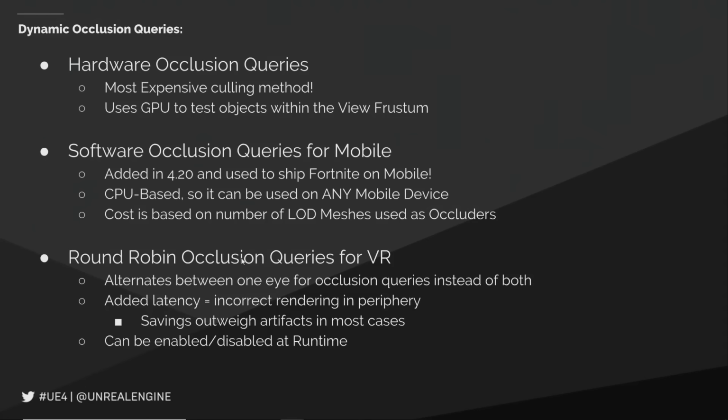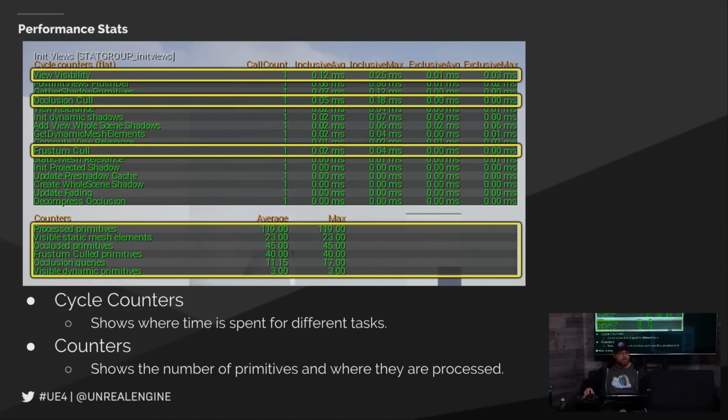But the problem there is you can potentially have artifacts because you're only checking one eye at a time. So out of your periphery, you may see something just pop in or pop out. But it's up to you to determine whether that works for you or not. But it's a really good cost savings performance thing.